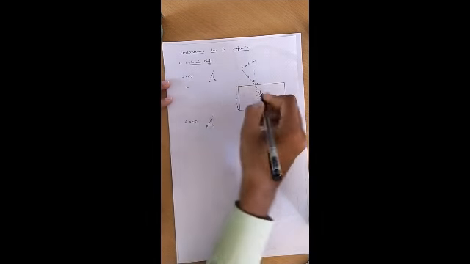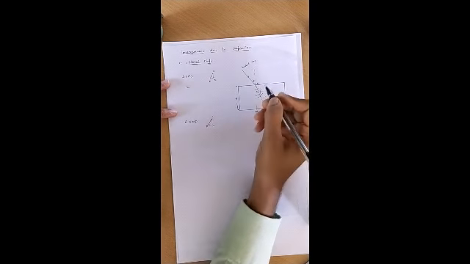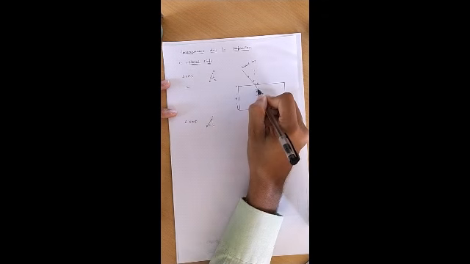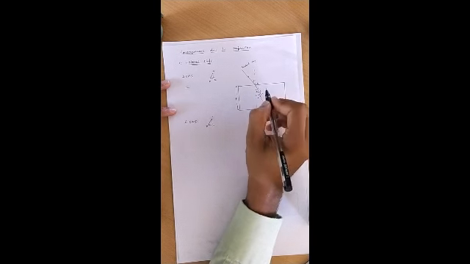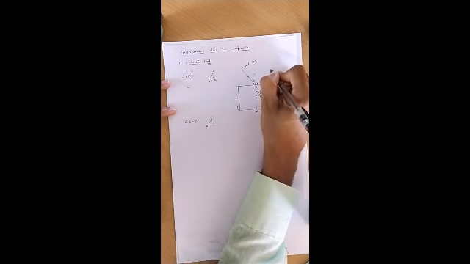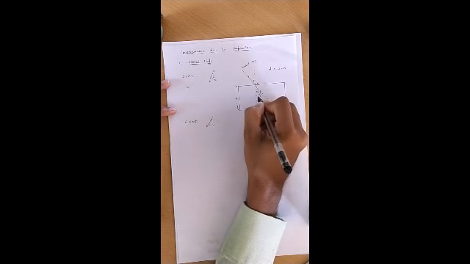You know that the angle between the incident ray and normal is called I, the angle between refracted ray and normal is called R, and the difference between the refracted ray and incident ray is called the angle of deviation. You know the angle of deviation D is equal to I minus R.